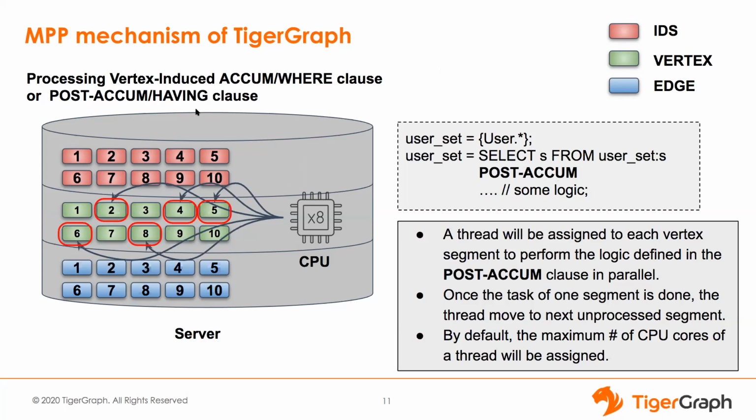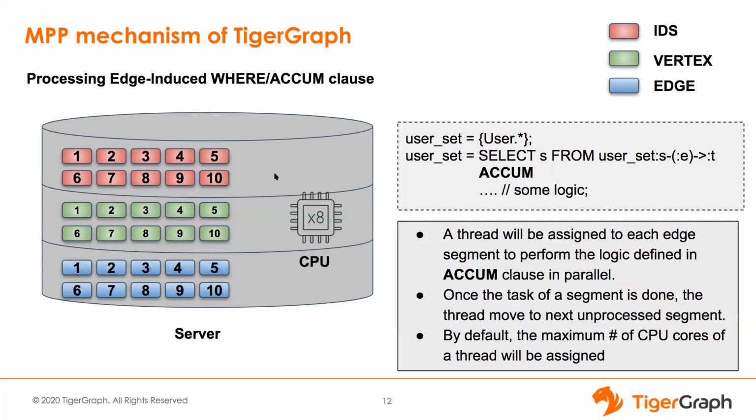Also, in the same way, if it is a vertex-induced accum or where clause, they are in parallel too. A post-accum or having clause is run on the vertex partitions or segments in parallel. And similarly, this is the example of how we process the logic defined in the where clause and accum clause in parallel, right? We know that the edge-induced accum clause runs on edges.